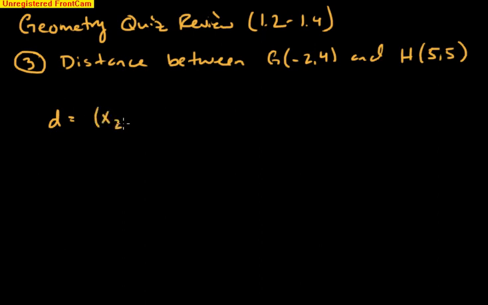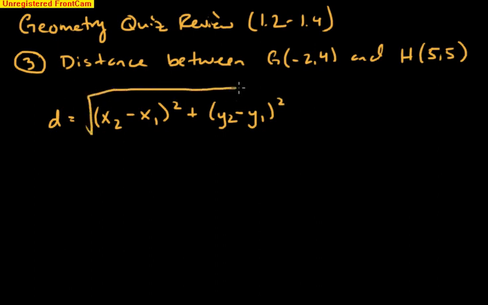D, for distance, equals x2 minus x1 squared plus y2 minus y1 squared, all inside a square root. Typically what we do is we label the points x1, y1, x2, y2, and we just fill it in. Now we can call D, the distance, actually the length GH, the length between the two segments. So that could be our distance D.